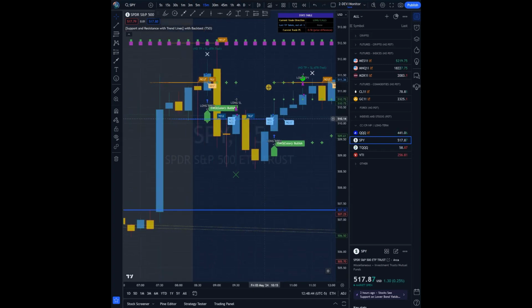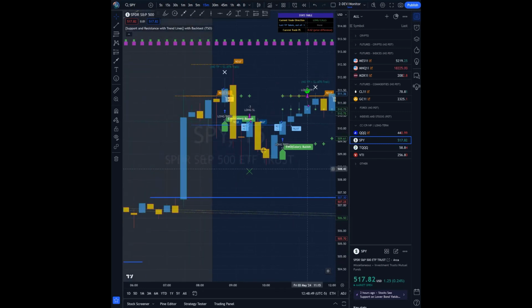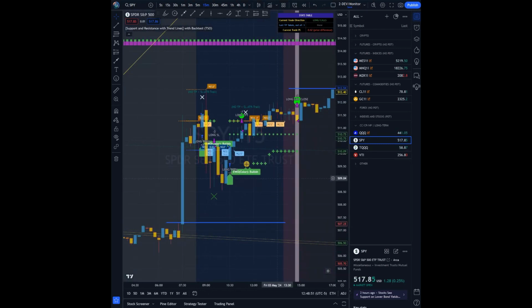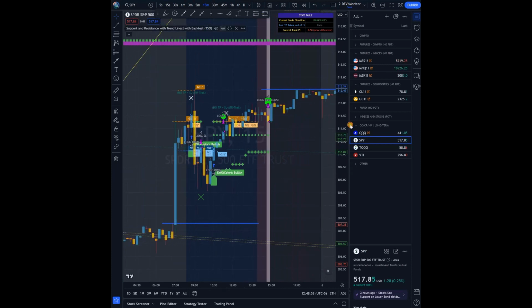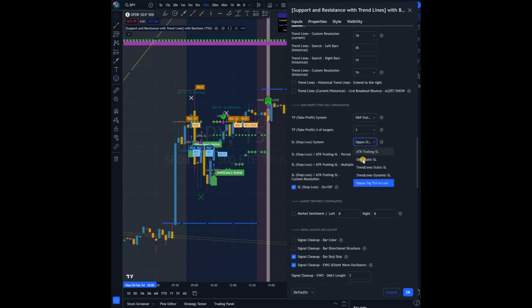So somehow it determined that it's an opposite one. So it is an interesting approach. But once again, this is experimental. You're probably going to be best off using static SL or ATR trailing. But feel free to play around.